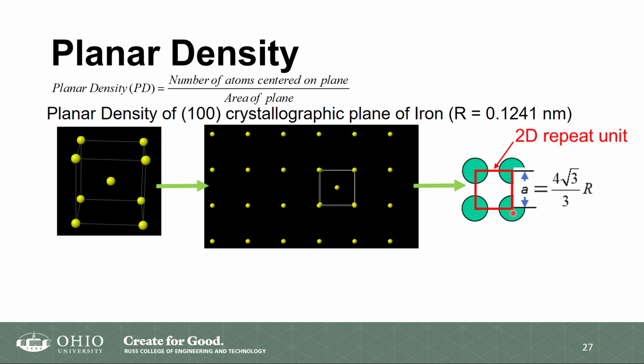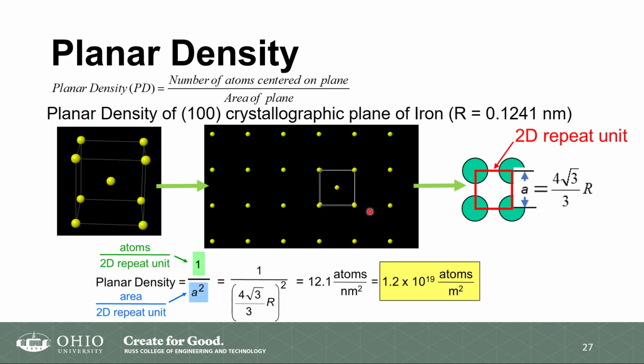Okay? With that in mind, we have 1 atom centered on the plane, and the area of our plane is a squared. We plug in this relationship with r for a squared. We end up with 12.1 atoms per nanometer squared, and we can convert from nanometer squared to meter squared, and we end up with 1.2 times 10 to the 19th atoms per meter squared. So this would be the planar density for the 100 crystallographic plane of iron.